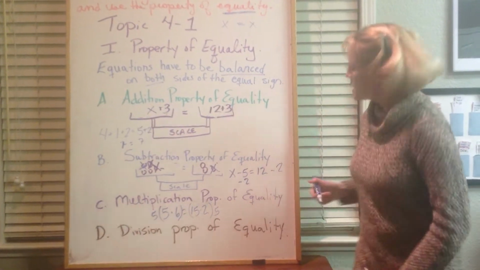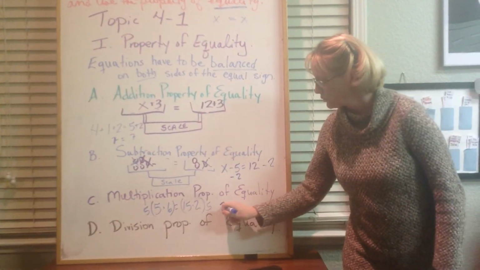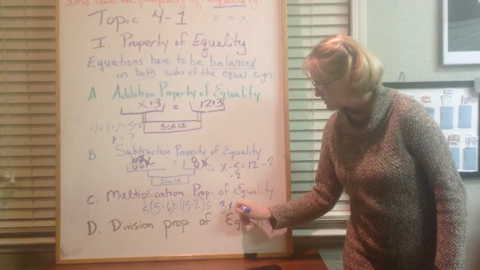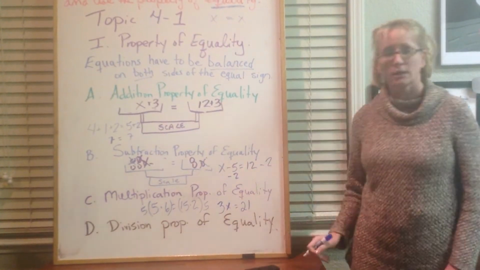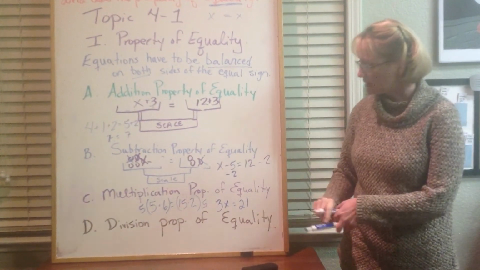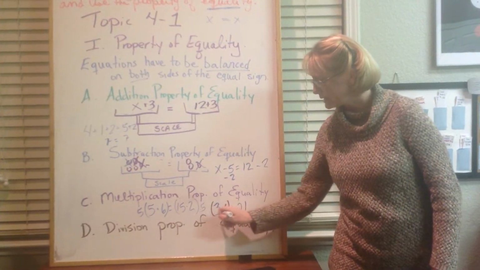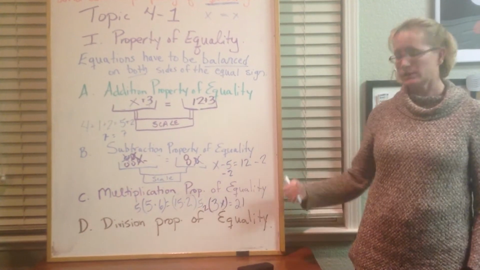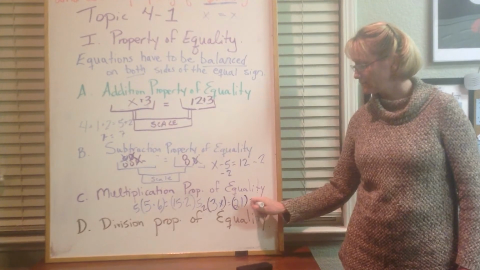Okay, moving on. So what if I had 3 times x equals 21? We don't know what the x is, that doesn't matter. But if I took that whole thing and I multiplied it by 2, what do I have to do to the other side? I have to multiply it by 2.